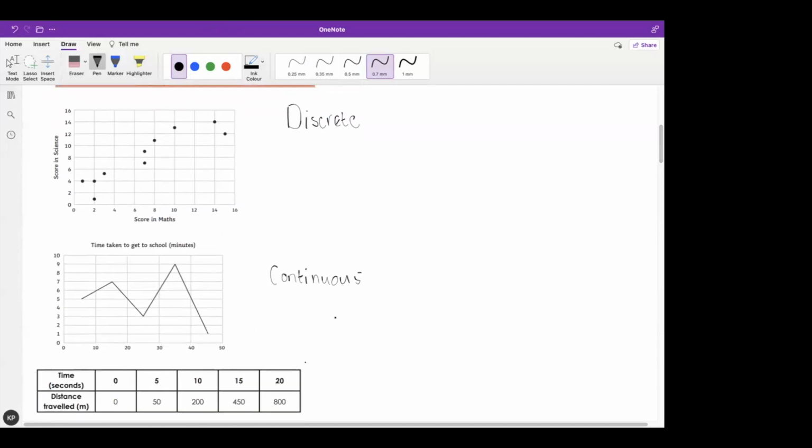This time I didn't give you a graph. Now you have to purely rely on the definitions, right? Let's do this. Let's make this a bit bigger for you guys to see.